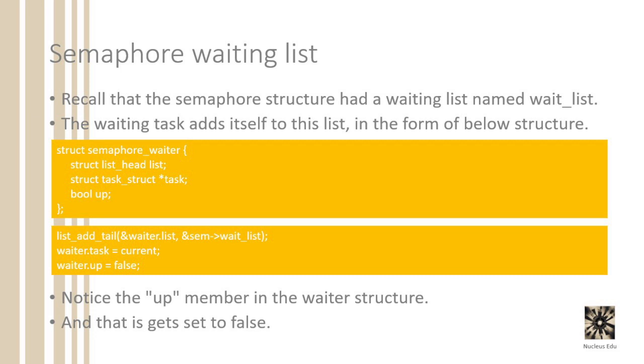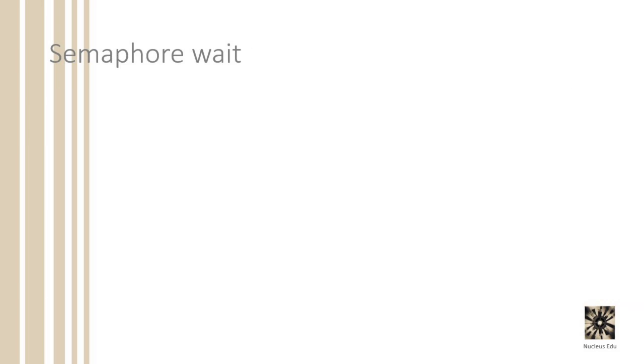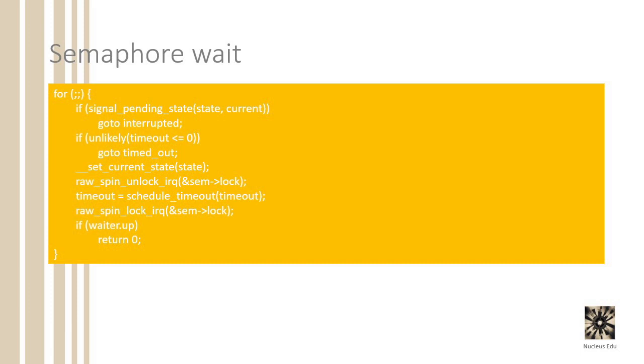So now that it has added itself to the wait list, the next thing it has to do is wait. And the code for that is pretty simple. It's an infinite loop because it has to wait indefinitely, and it does have a failsafe where it goes out when the timeout has expired, or when a signal has been sent to interrupt it. Otherwise, it's going to keep doing the same thing.